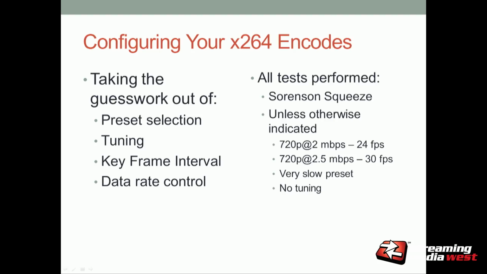So I performed all these tests in Sorensen Squeeze. It's a nice GUI-based tool, does a nice job with X.264. Unless otherwise indicated, I tested 720p at 2 megabits per second for 24 frames per second content, and 720p at 2.5 megabits per second for 30 frames per second content. So pretty much the same bits per pixel value for both files. I used the very slow X.264 preset, and I didn't apply any tuning to the base files that I was compressing.